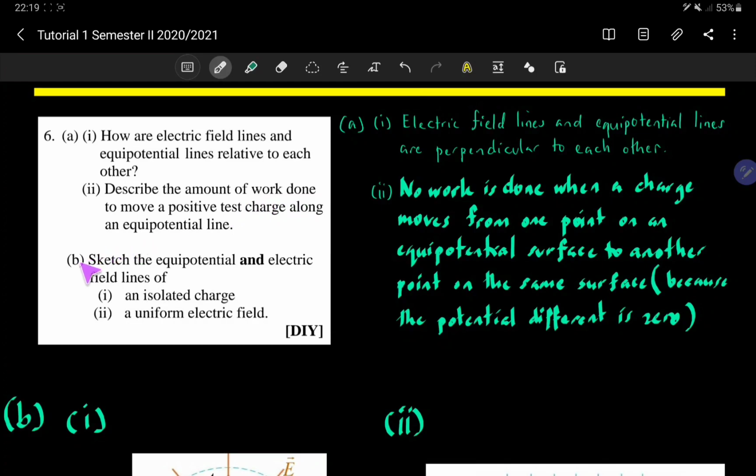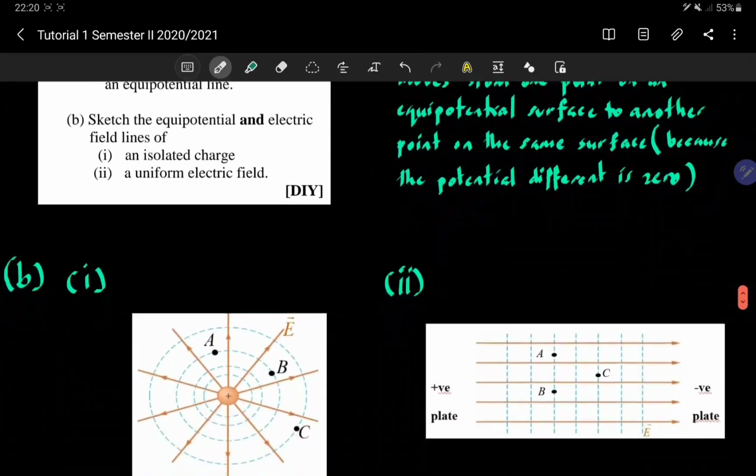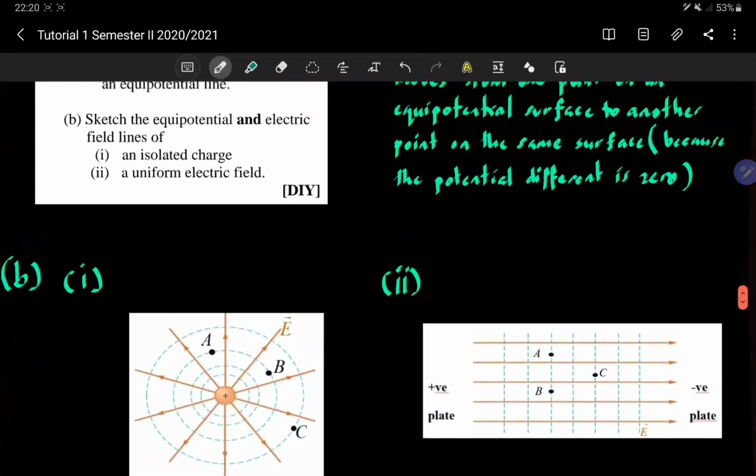And lastly, for question number 6b, they ask you to sketch the equipotential and electric field lines of an isolated charge and a uniform electric field. I think I need to explain the answer for question 6b first, because to answer question 6a1, we need to know the diagram. So this is the diagram for the equipotential lines for the isolated charge and uniform electric field.